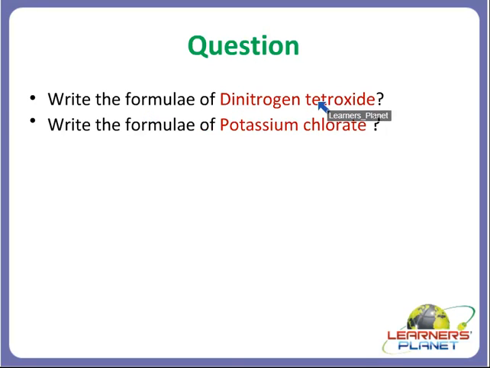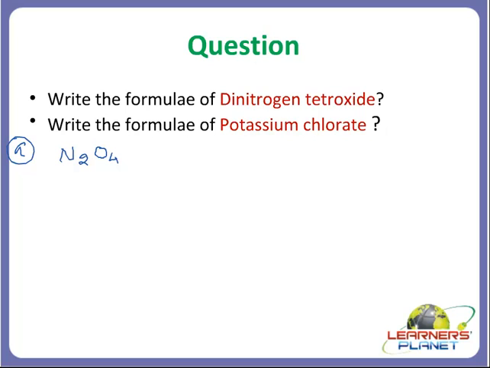Write the formula of dinitrogen tetroxide. Right students, so dinitrogen, as the name indicates, what will be the formula of dinitrogen tetroxide? Dinitrogen means nitrogen is 2. Tetroxide, tetra means 4. Oxide is O, so it would be N2O4. So there are certain chemical compounds, students, from the name of which you can take out the formulas, right?